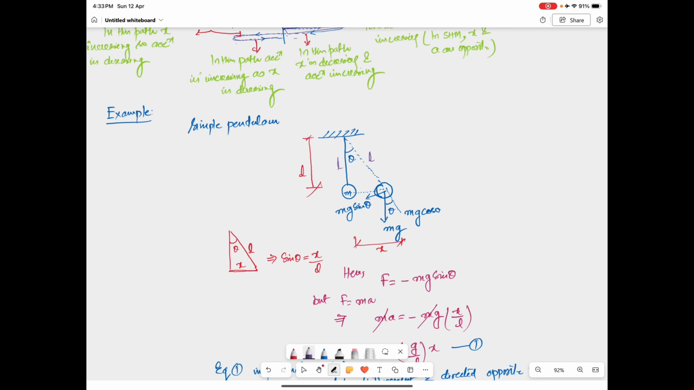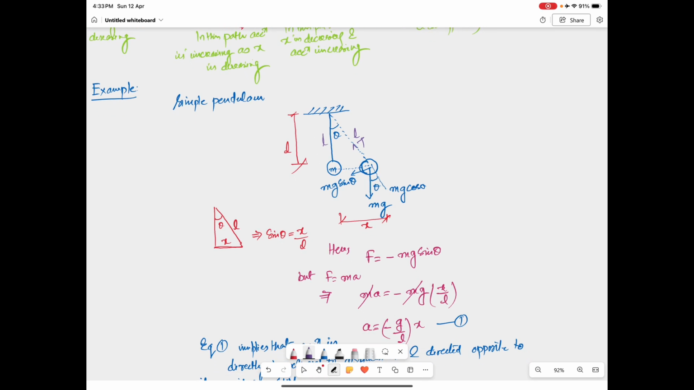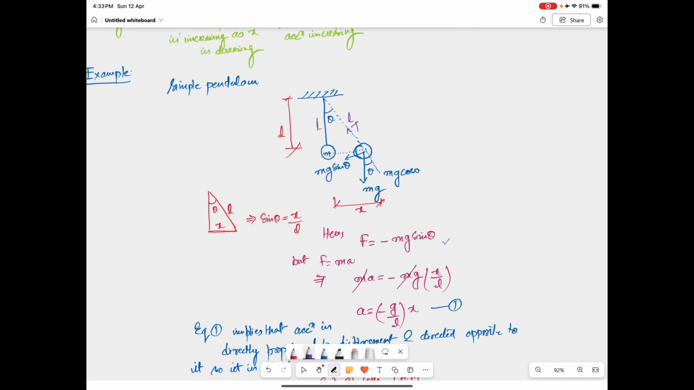You can now resolve the forces which are acting. There is a gravitational force mg acting on it, and a component mg cos theta which will get balanced by the tension force acting in the opposite direction above it, and there is an mg sin theta force which brings it towards the mean position. So the force is given by minus mg sin theta. From Newton's second law, we know that F is equal to m into a. So m into a is minus mg sin theta.